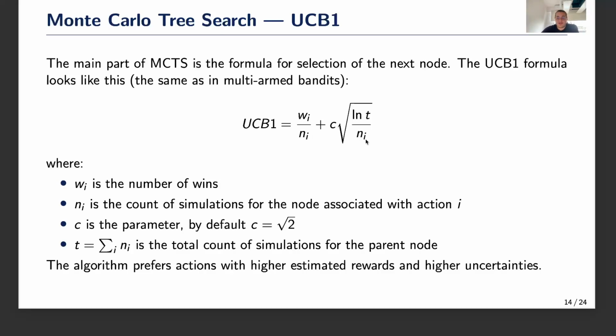Why does it matter? This selection rule allows MCTS to focus search only where it matters. So it's just a heuristic for our tree search algorithm.